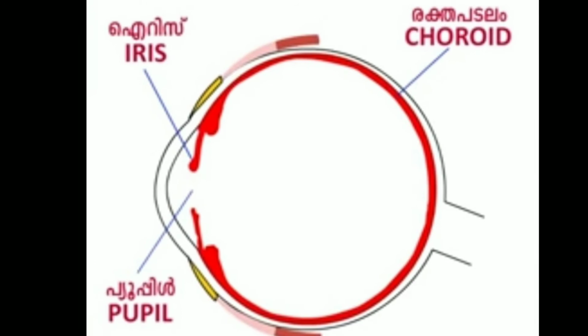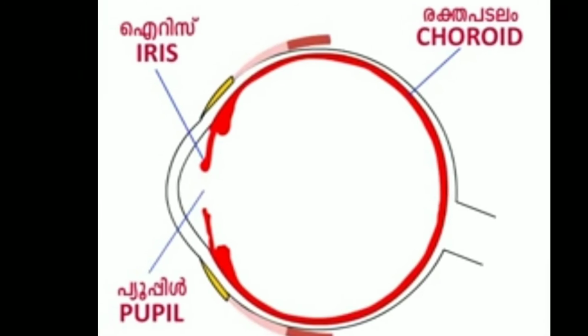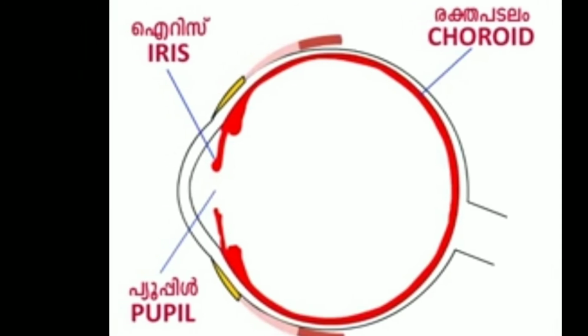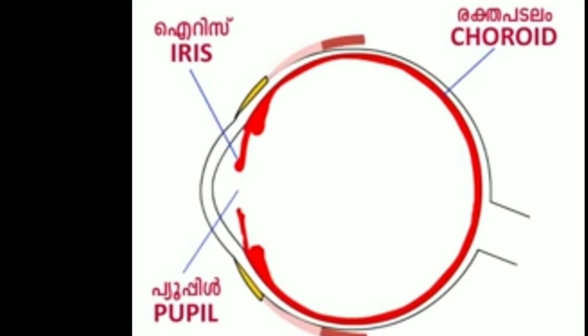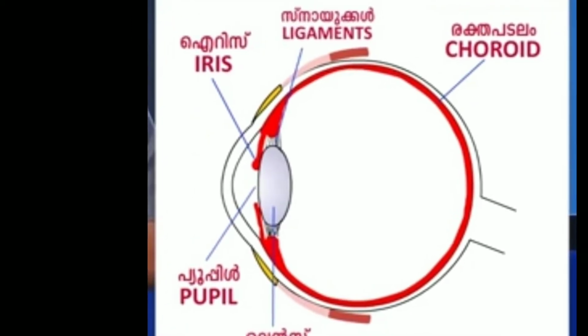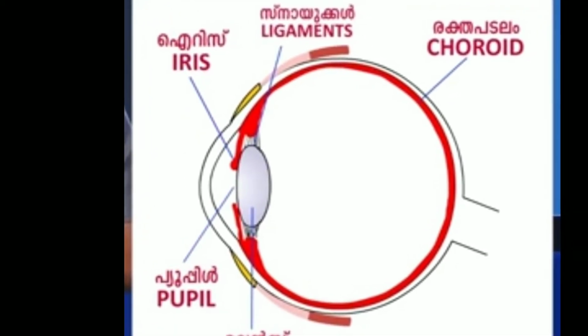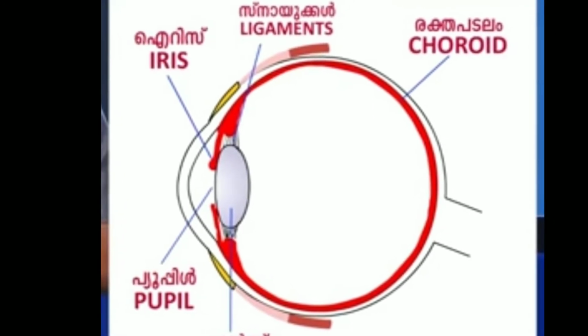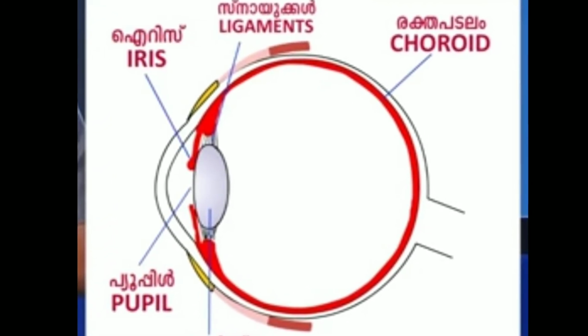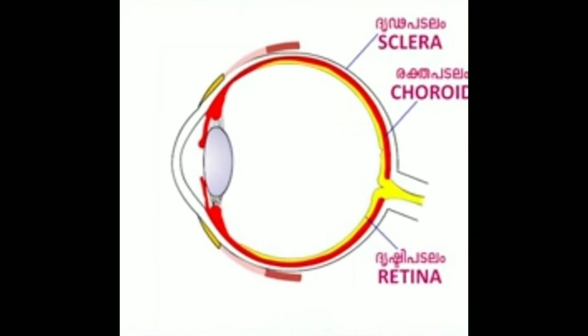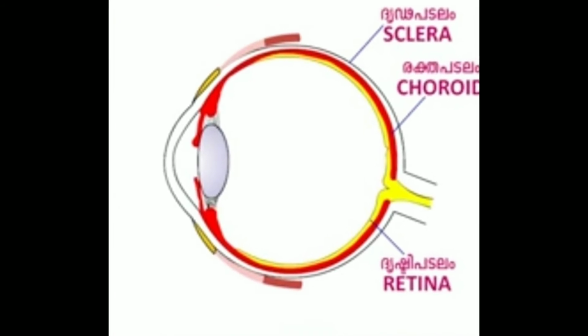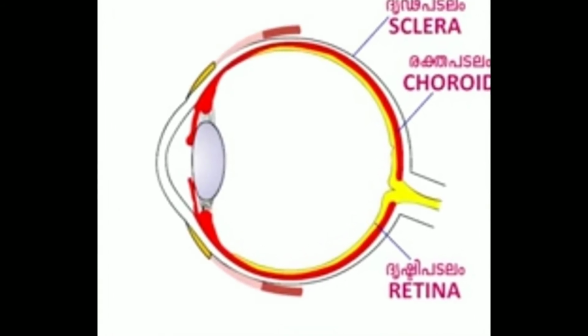The size of this aperture increases and decreases depending on the intensity of light. The size of the pupil is regulated by the muscles present in the iris. Behind the pupil, there is the lens, which is an elastic, transparent, convex lens. It is connected to ciliary muscles by thread-like ligaments. The contraction and relaxation of the ciliary muscles alter the curvature of the lens.